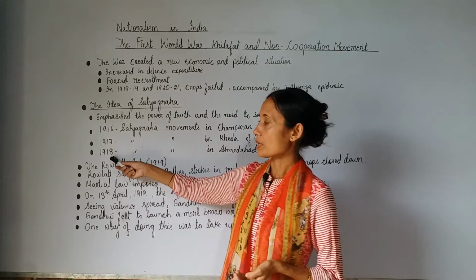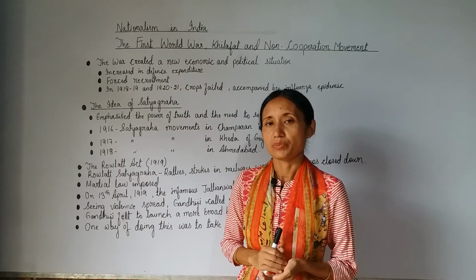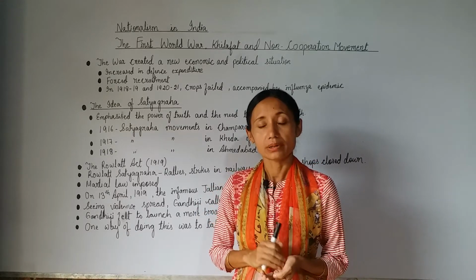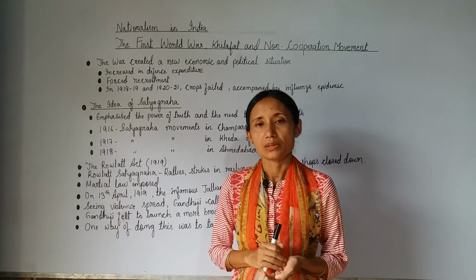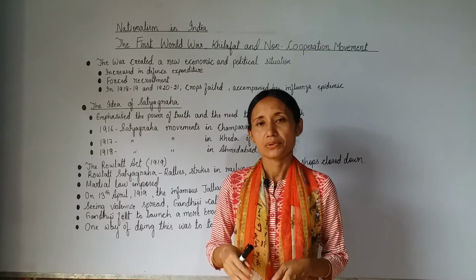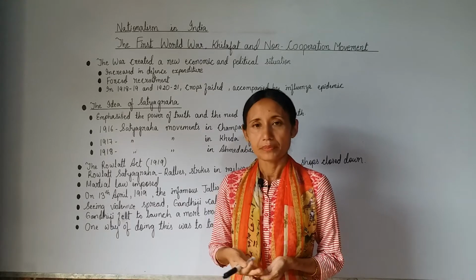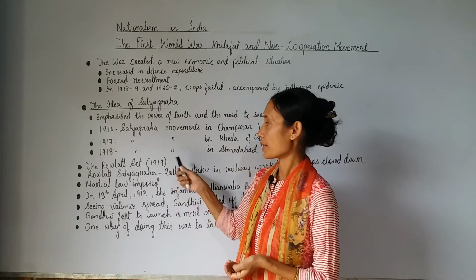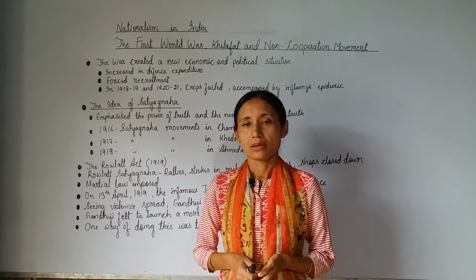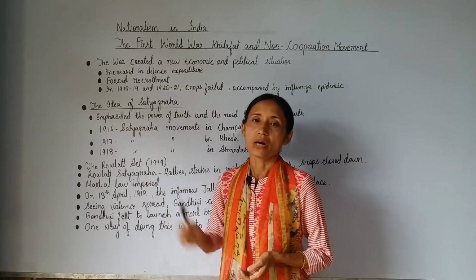Now next we have what? 1918. In 1918 also Gandhiji organized a Satyagraha movement in Ahmedabad. In Ahmedabad, the cotton mill workers were being paid very low wages. So the workers were appealing to the mill owners to increase their wages, but the mill owners did not listen. That's why, against the mill owners, Gandhiji helped to organize a Satyagraha movement among the cotton mill workers. In most of the places, the Satyagraha movement proved successful. So this is about the Satyagraha movement.